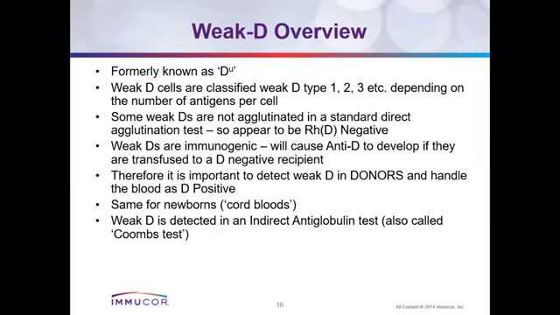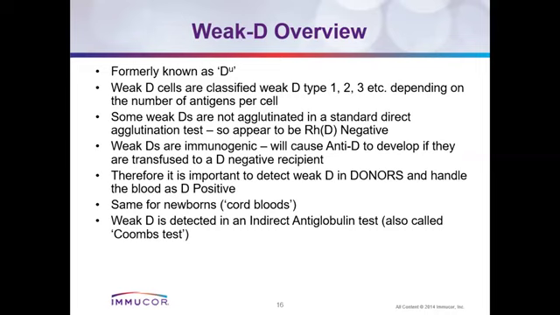So let's look at the overview of weak D generally. Back in the old literature, we were calling this DU. It was formerly called DU, but in the new literature, we now call it weak D. So the weak D cells are classified as weak D type 1, 2, 3, and can even be more, depending on the number of antigens per cell. And these types 1, 2, 3 cannot be established in your facilities, ladies and gentlemen. This is done at a molecular level, okay?